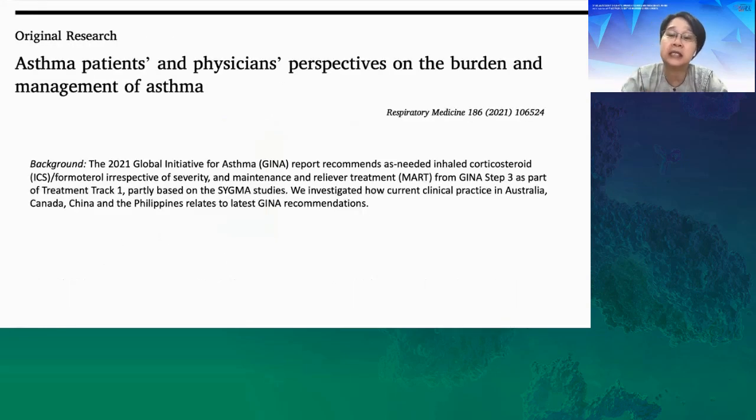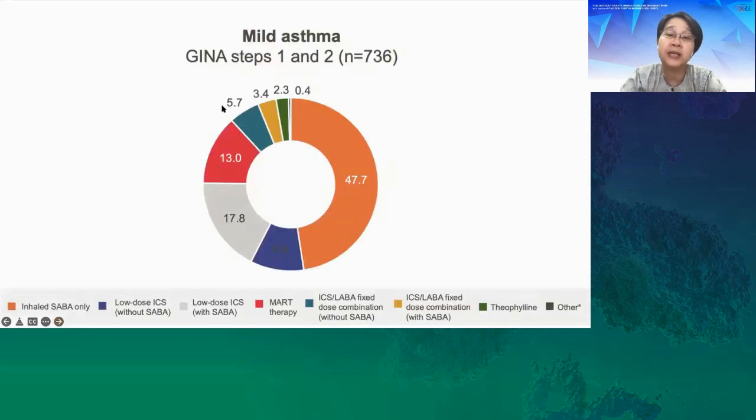Now, this is a recent study in 2021 looking at asthma patients as well as the physician's perspective on the burden and management of asthma. We know that the 2021 GINA recommends as needed inhaled corticosteroids, ICS formoterol, irrespective of severity, as maintenance and reliever therapy. So MAT is called that, right? This study aimed to explore patients' as well as physicians' perspectives. If you look at the mild asthma patients, meaning patients on GINA steps 1 and 2, about 736 patients, the majority were only on inhaled SABA, and only a small percentage were on MAT therapy.